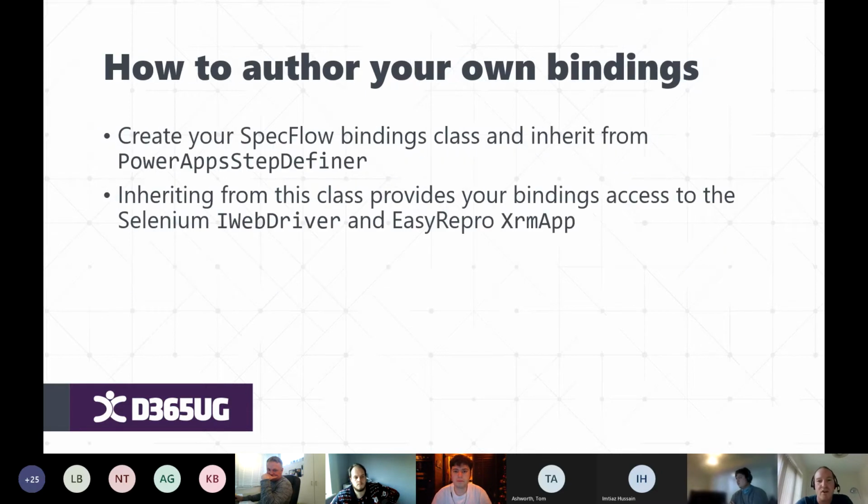Okay, so how would you go about doing your own binding? I'll show you this quickly in a demo, but basically you need to inherit from a class called the powerapps-step-definer. And when you do that, you get access to the driver, the XRM app from EasyRepro, and a number of other features that we offer, such as your test configuration for your test run.